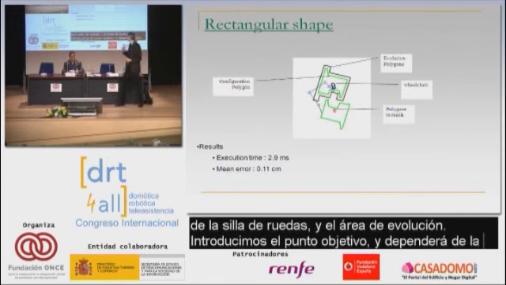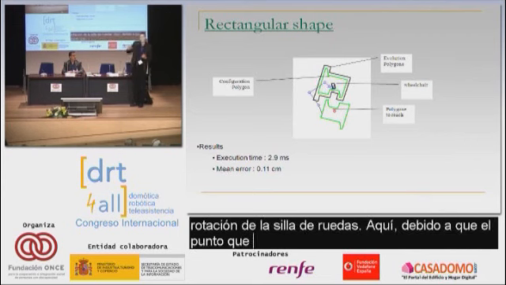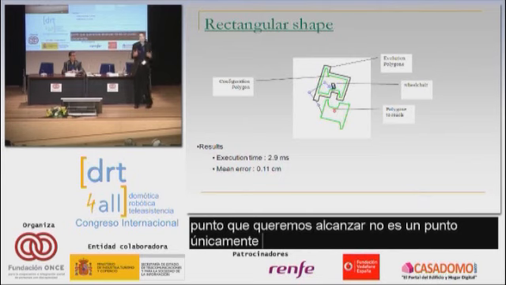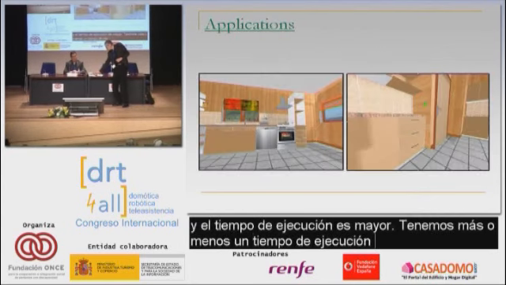Here, the point we want to reach is no longer one point, but a surface. There are more points on the surface, and the execution time is faster. We have an execution time of about 3 milliseconds.